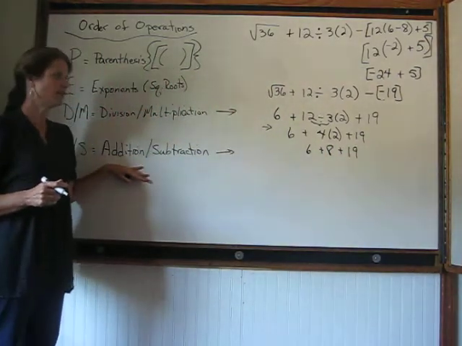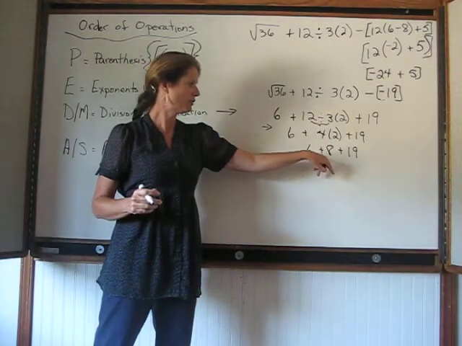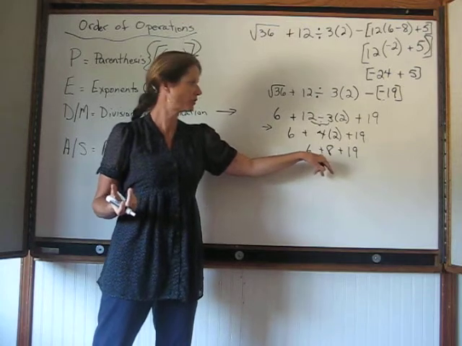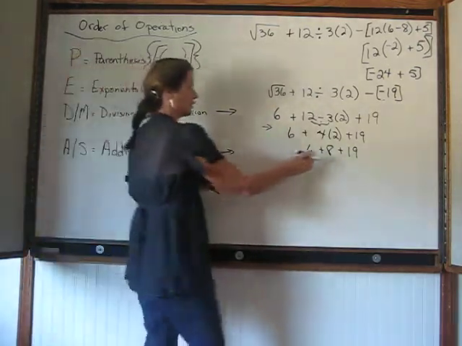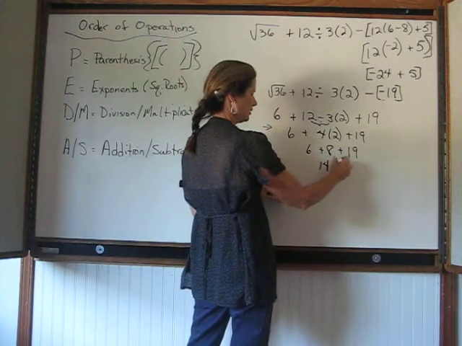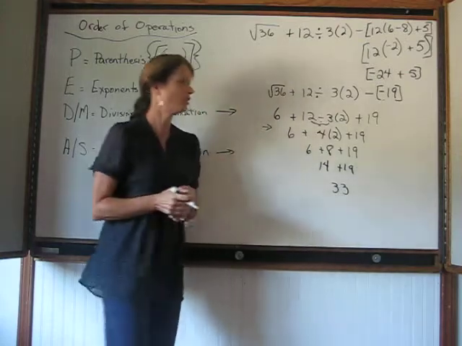All you see is addition. If there was subtraction in here and it was here first, we would do the subtraction first. But because it's all addition, we just work left to right. So 6 plus 8 is 14 plus 19. So our final answer is 33.